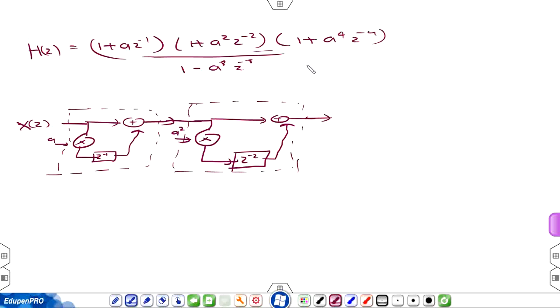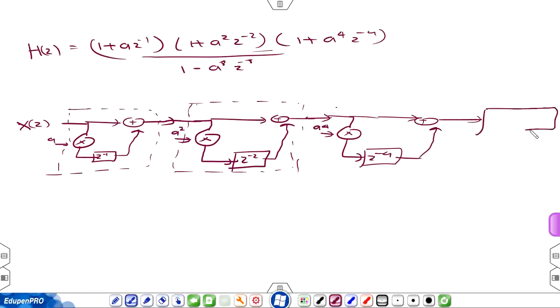And this will serve as input to the third part. So we have again a multiplier with coefficient a raised to power 4 and delayed by z raised to power minus 4, and then adding the two terms. Okay, and the IIR part will remain as it is, so I am not drawing this IIR part. We will have y(n), the final y(n). So this is part 3.